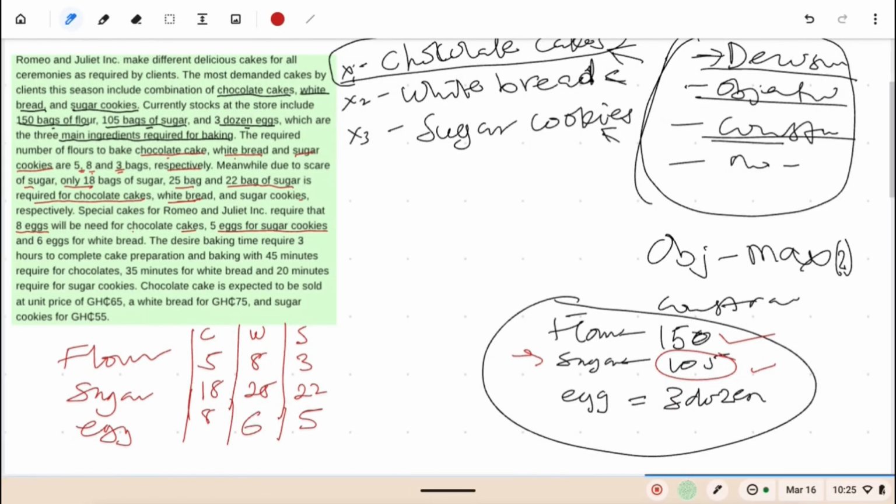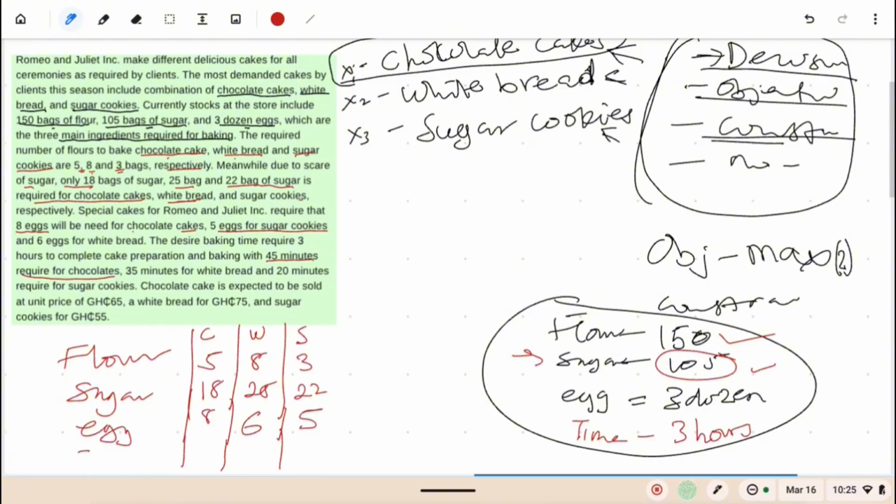The desired baking time requires 3 hours. So they said they use 3 hours in producing this. So let me add the time here. The time also becomes part of their resources. So they use 3 hours in producing these cookies. So they said 3 hours to complete cake preparation and baking, with 45 minutes required for chocolate. So they use 45 minutes to prepare the chocolate.